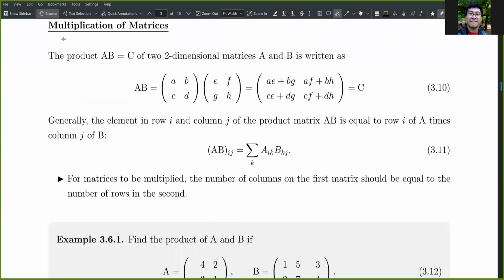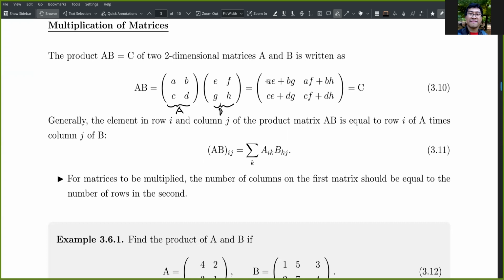How about multiplication of matrices? The product of two matrices A, B is equal to C. If A, B are two-dimensional matrices, it would be written like this. So what it means is that, so here, a, b, c, d on matrix A, this is our matrix A, and this is our matrix B. B is e, f, g, h. So here in the first row, first column, you have ae plus bg.